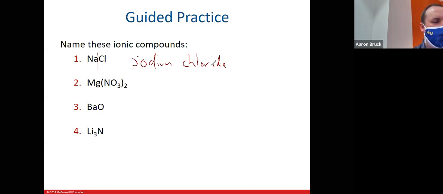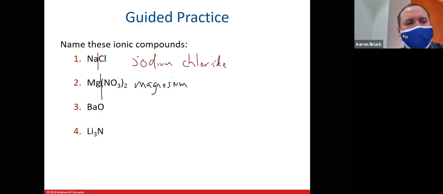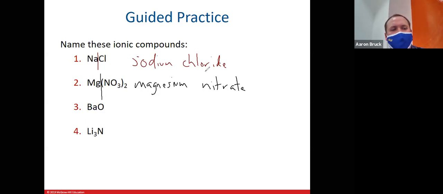Mg(NO3)2, with the NO3 taken twice. Again, recognize that we've got a metal there. The metal is going to be our split between cation and anion. Magnesium is Mg. NO3 comes from recognition over time. The NO3 ion is the nitrate ion. So this is magnesium nitrate.